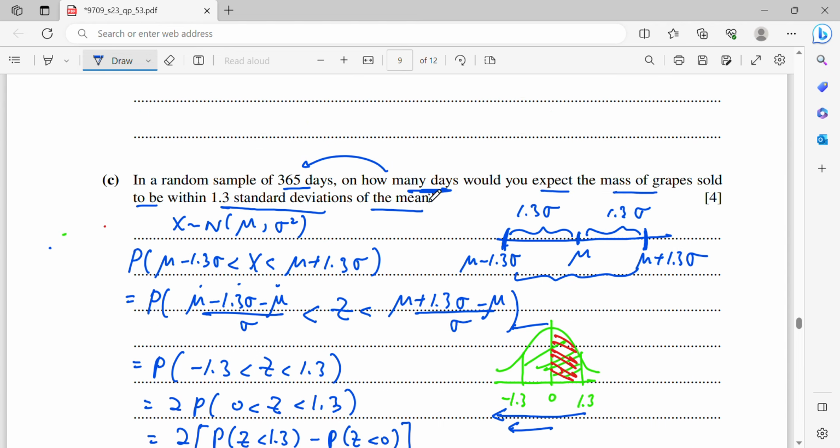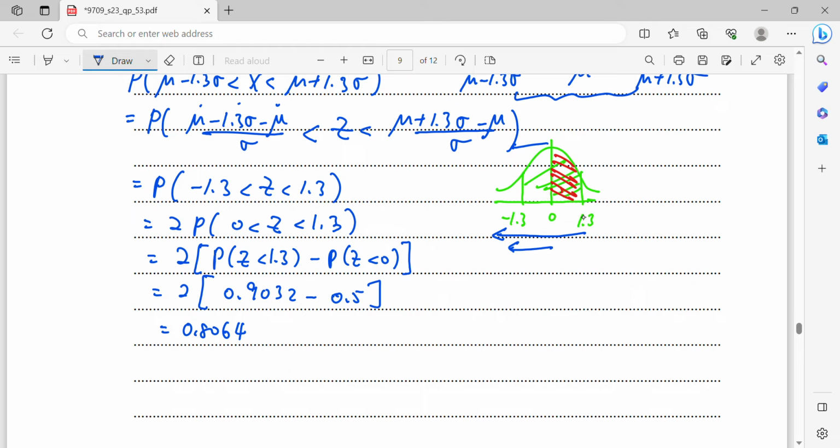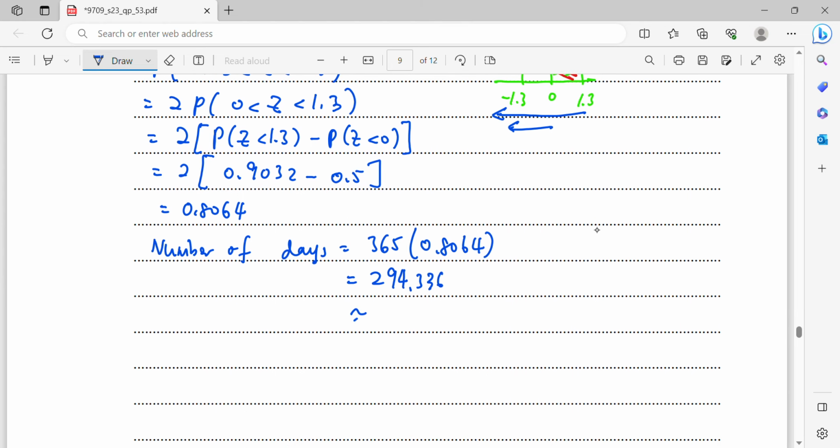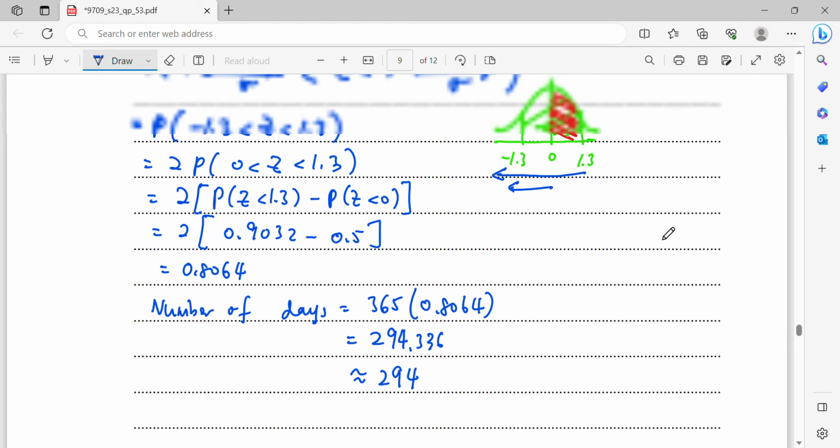Our final answer is how many days out of 365 days. So now my number of days will be 365 multiplied by 0.8064. Then I will get 294.336. But since days cannot be in decimal, I will just write approximately 294.